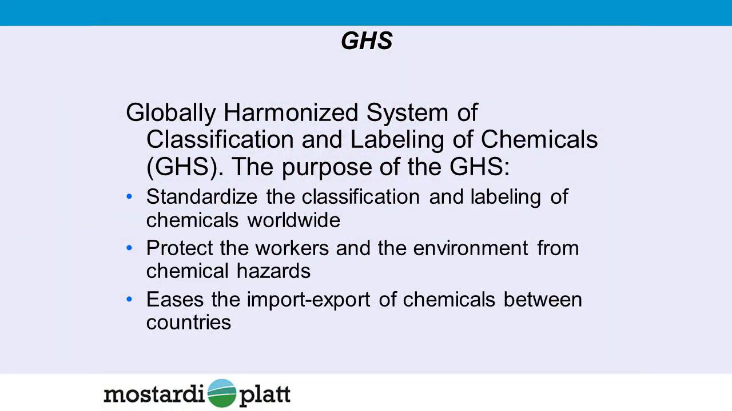Today's topic is the GHS, the Globally Harmonized System for the classification and labeling of chemicals. The GHS standardizes the classification and labeling of chemicals worldwide. The purpose is to protect the workers and provide a standardized system of labeling chemicals and materials in order to keep everyone safe in the workplace. It also eases the import and export of goods throughout the world.